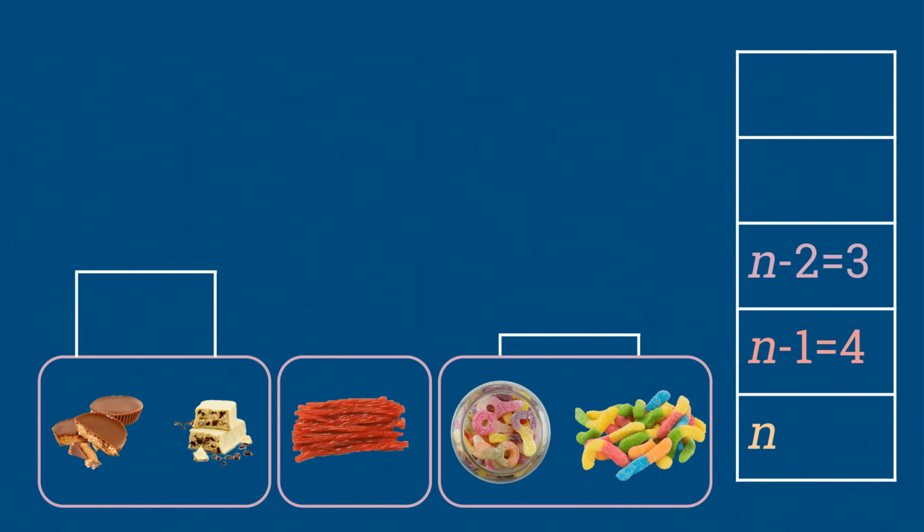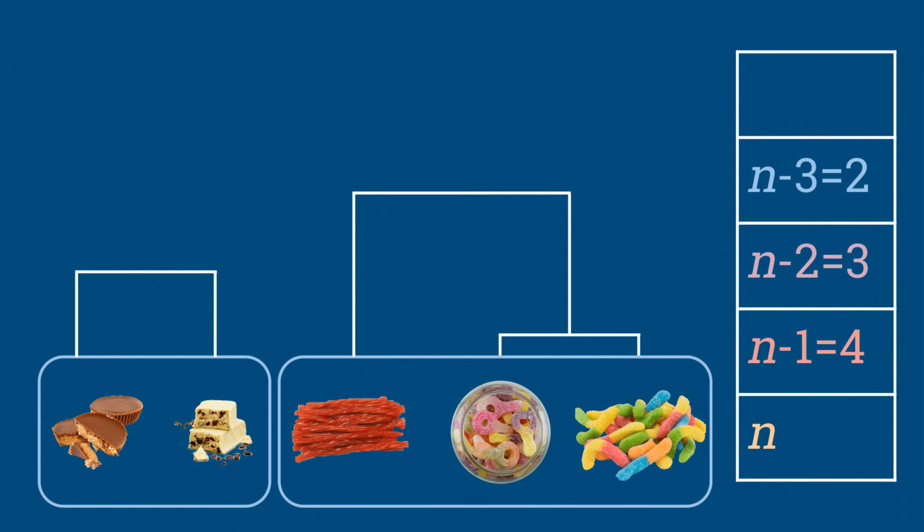We now move on to the next iteration of our algorithm, and we again look for the two clusters that are the most similar to one another. In this case, that's going to be the peanut butter cups and the cookies and cream bar, since they're both chocolates. We combine those into one cluster, which leaves us with n minus 2 equals 3 clusters.